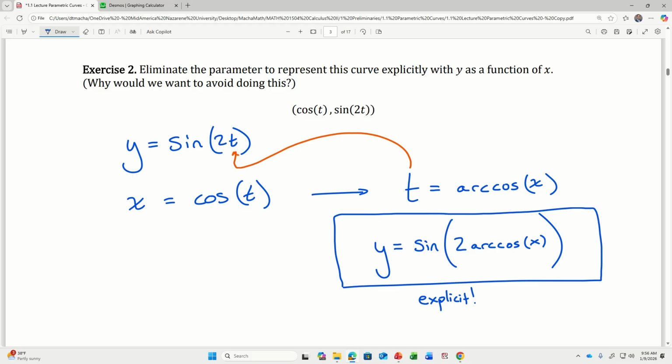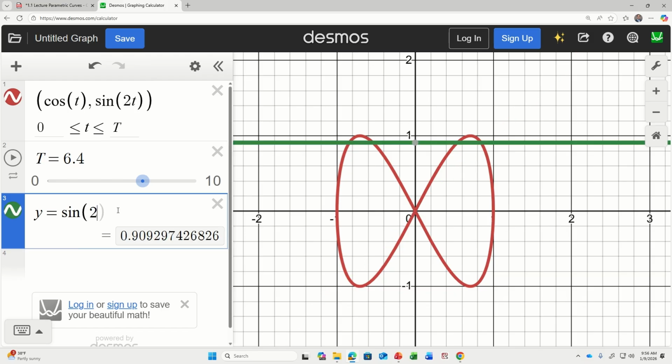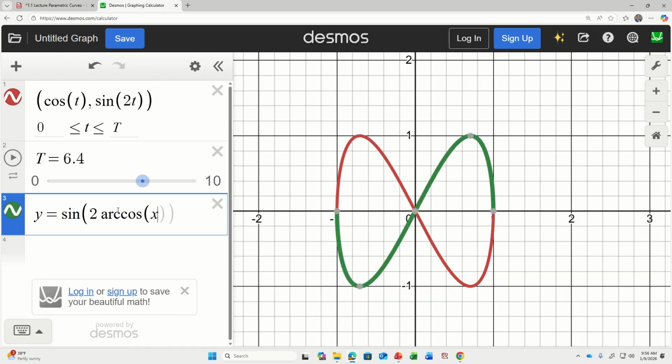Okay, so I put in parentheses, why would we want to avoid doing this? And I'll show you the answer here. Because if I were to type in y equals sine of 2 times arc cosine of x, I get this green curve. Are either of you colorblind? Okay, so you can tell the difference between the red and the green.